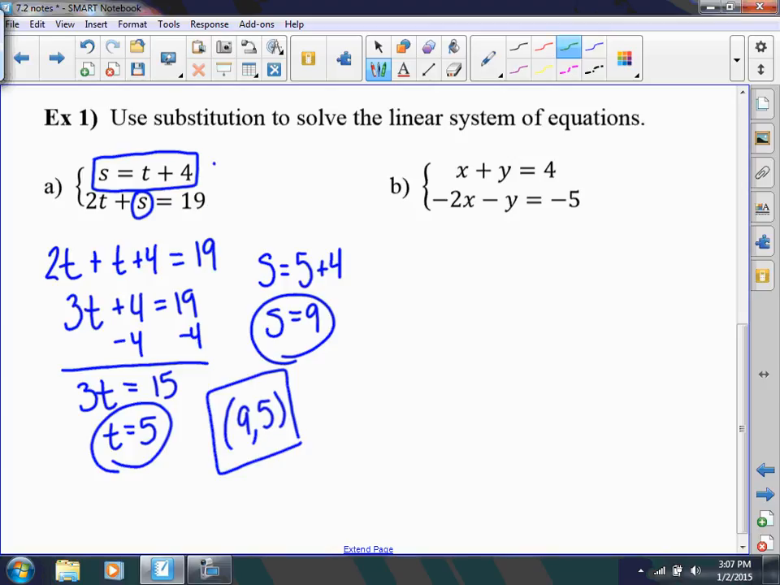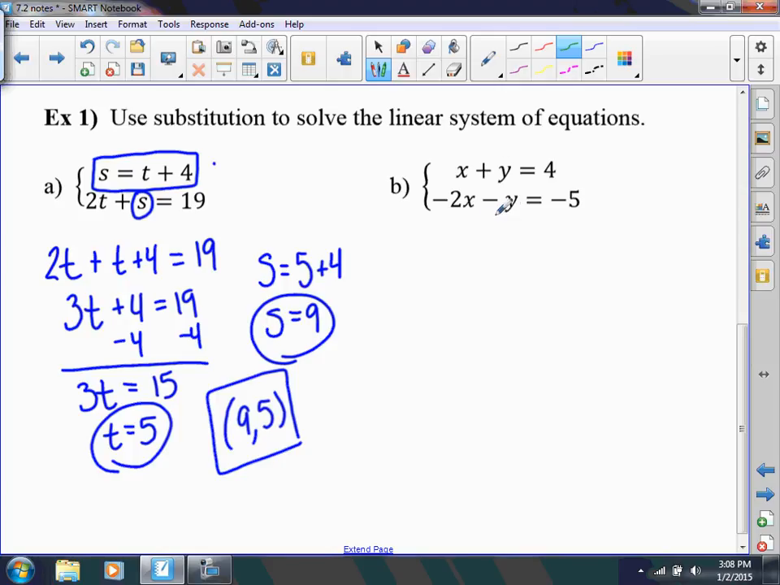Okay, so we're going to try that again in part B, except part B has an extra added little step. I don't have an equation that's already solved for a variable. So this one I'm going to have an extra step that I have to do. But I have a choice, okay? I want to look for the equation that has a variable that's by itself. And here, this equation has an x and a y that's by itself.